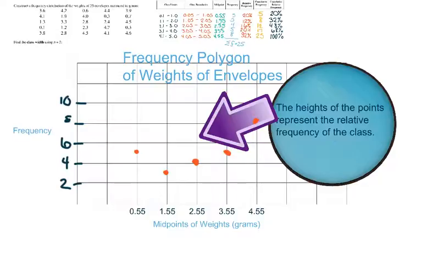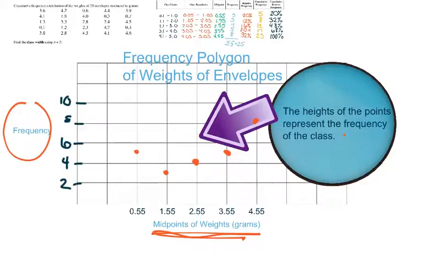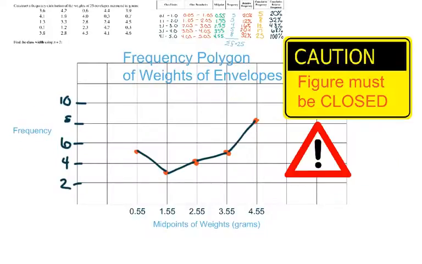One thing to keep in mind is that frequency polygons use the midpoints of weights. So I indicate that on the x-axis. It uses the frequency on the y-axis, and the heights of the points represent the frequency of the class for this particular one. So now we take a look and I connect it with straight line segments. Do not try and make it a curve because remember, a polygon has straight edges.